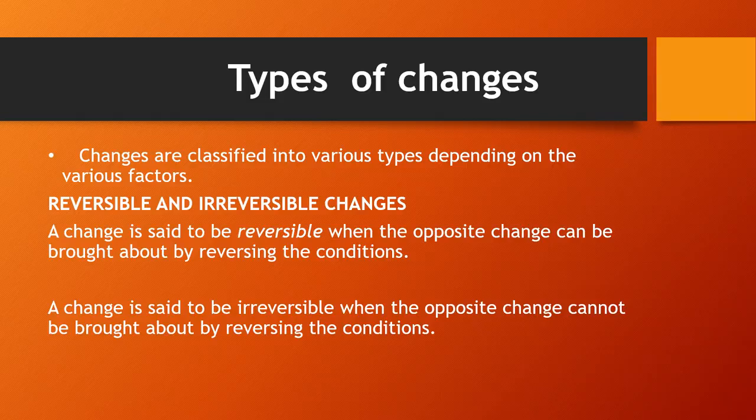Now, what are the examples? Say, for example, if you take out the ice cubes from the fridge and you keep it outside, you will see the ice cubes change into water. Again, if you freeze the water into ice by keeping it back into the refrigerator, you will get the ice. So this is the example of reversible change.